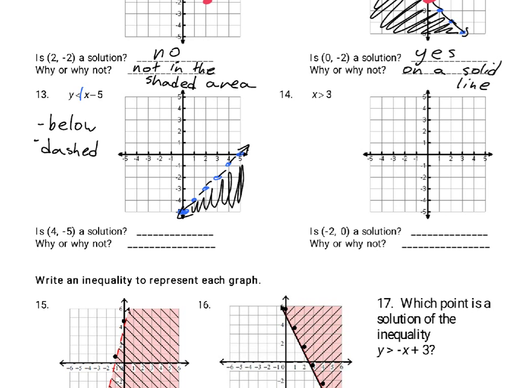So the point (4, -5), is it in the shaded area? Yes, actually we don't have to check the other. So it is in the shaded area, and so it's a solution because it is in the shaded area. That's all there is to that one.